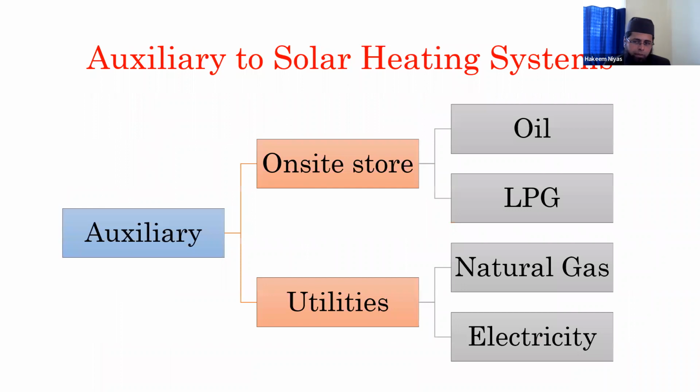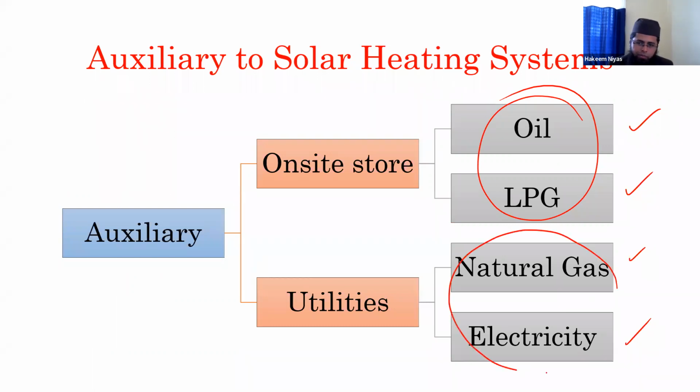So about one slide about auxiliary systems, these are the available auxiliary systems to us. So we can store these two, and we can directly get piped natural gas, PNG, and electricity we are of course getting from the grid. So these we can directly get, and these two we can store. So it depends on our requirement.